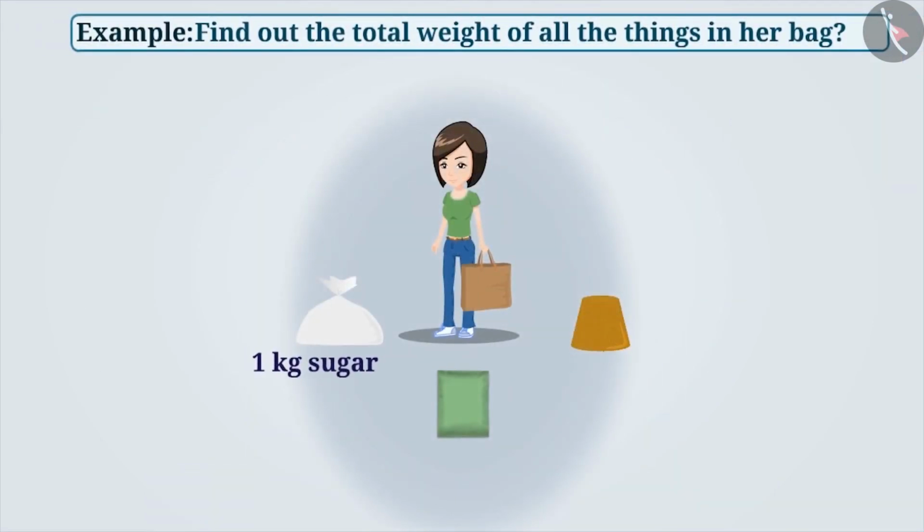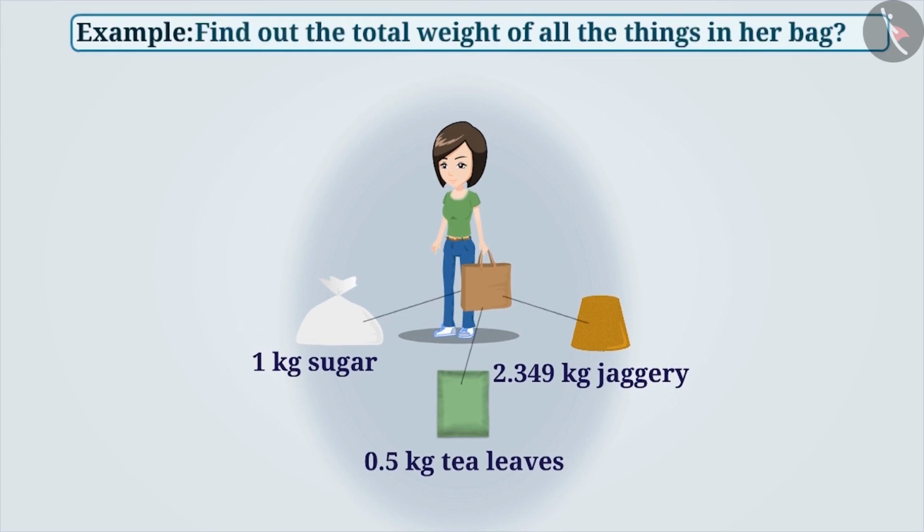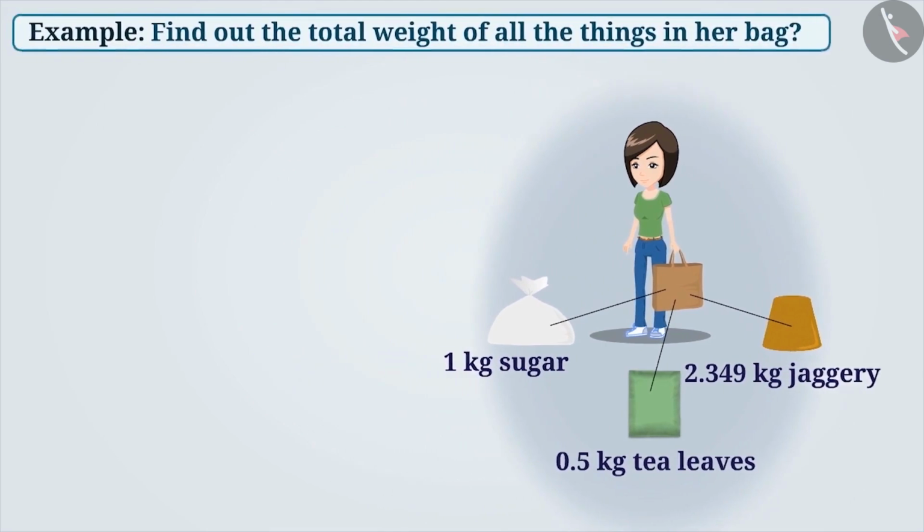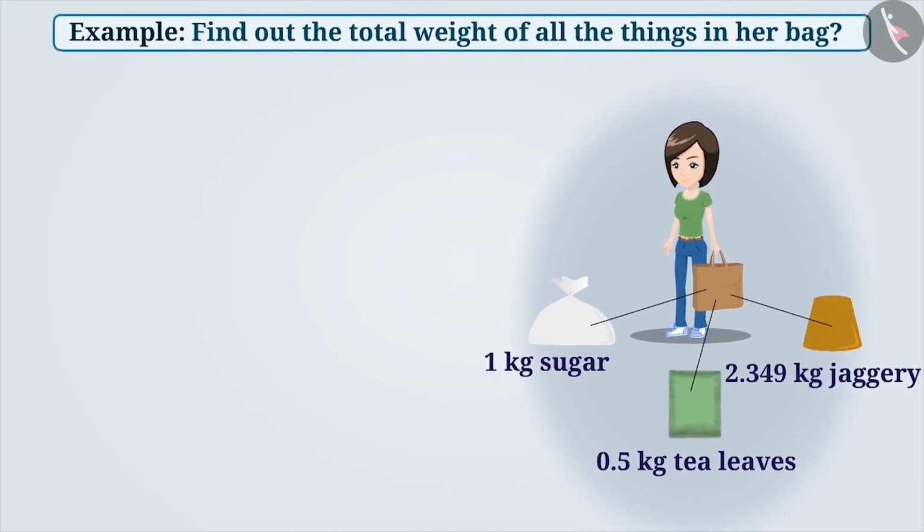Nisha bought 1 kg of sugar, 0.5 kg of tea leaves, and 2.349 kg of jaggery. She put the items in her empty bag. What is the total weight of all the things in her bag? To find the total weight, we need to add 1 kg and 0.5 kg and 2.349 kg. So let's first write them one below the other.